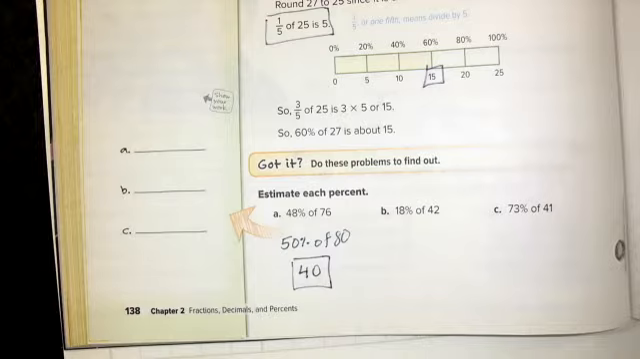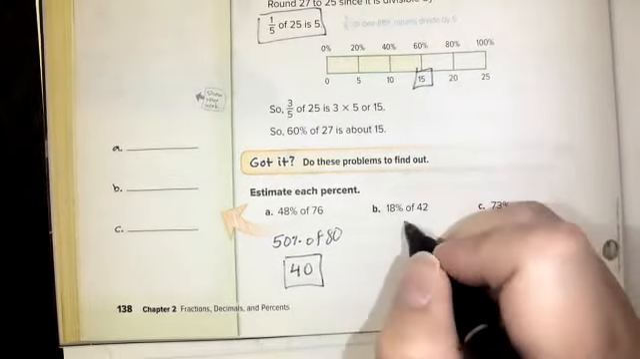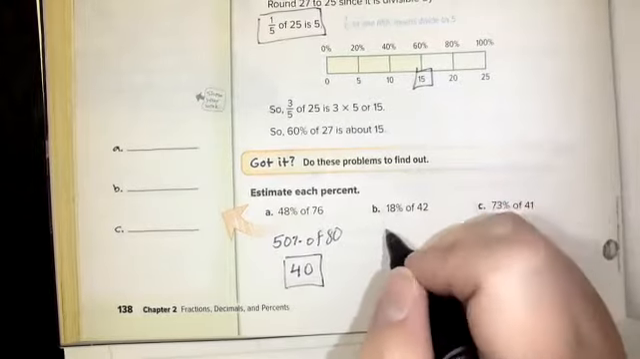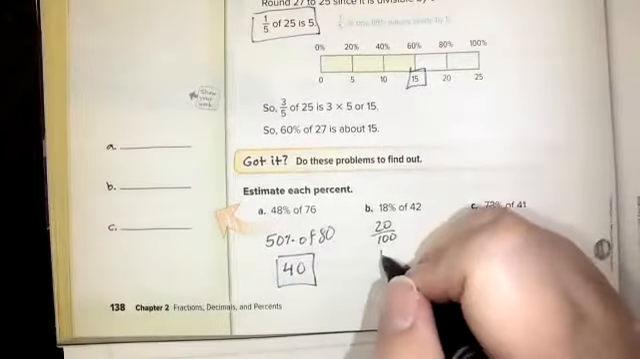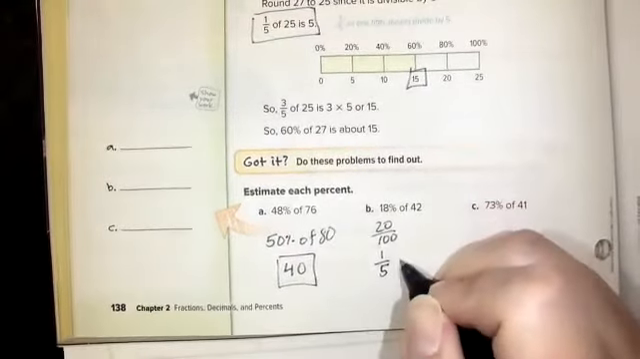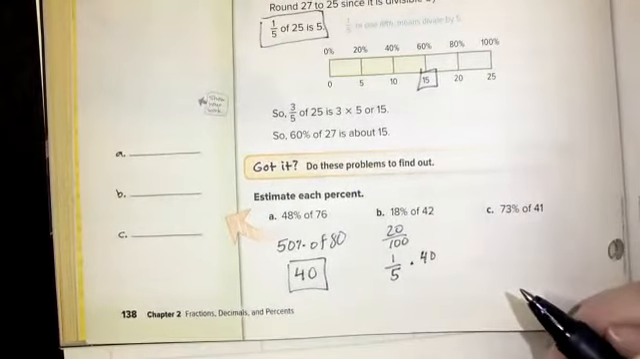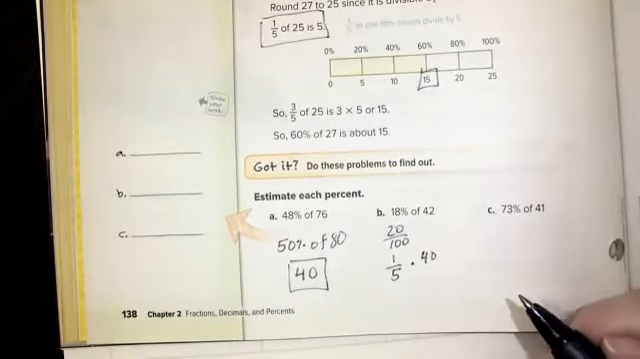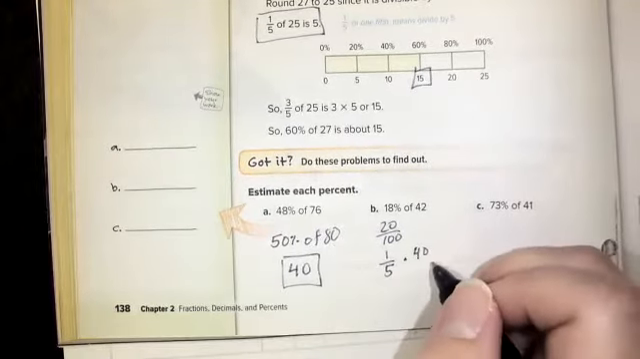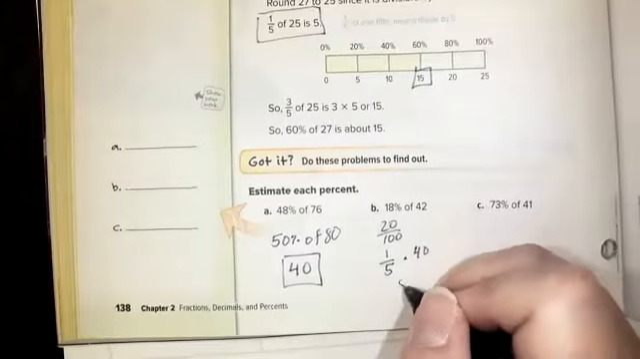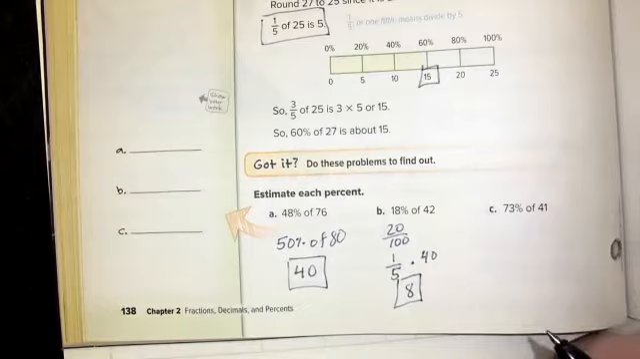So then, let's look at B, 18% of 42. The 18%, I would round to maybe 20%. 20% is 20 out of 100, which is simplified to 1/5. 42 is pretty close to 40. Of means multiply. We learned that earlier this year when we talked about multiplying fractions. Of means multiply. So 1/5 of 40 would be about 8, or 40 divided by 5. So approximately 8.